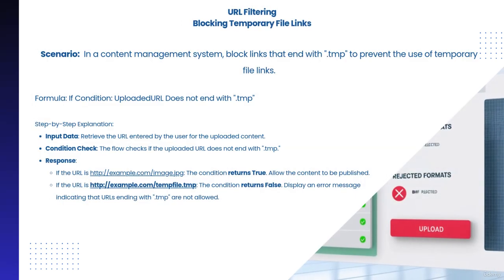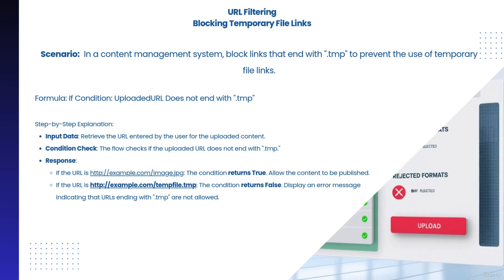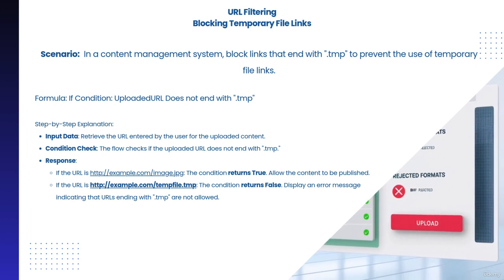Example 3. URL filtering. Scenario. In a content management system, you want to block links that end with .tmp to prevent temporary file links from being used. The flow checks if the provided URL does not end with this specific suffix. Formula. If condition, uploaded URL does not end with .tmp.